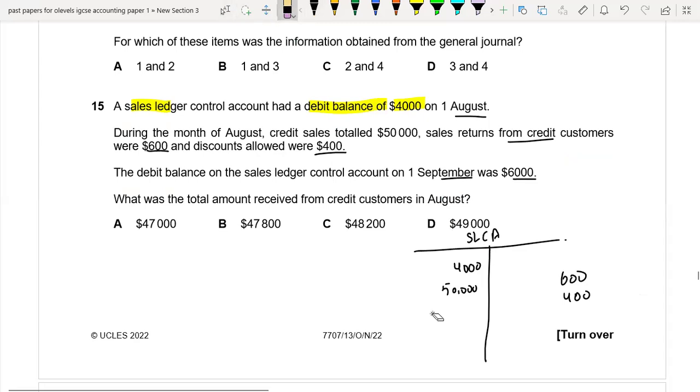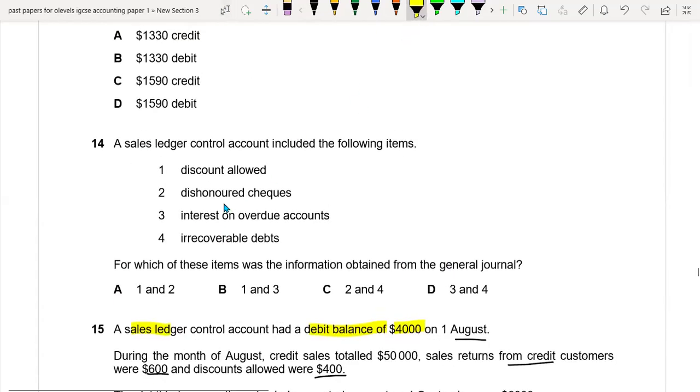So basically in the question, if you see, they are saying that the debit balance of the sales ledger control account on 1st September was 6,000. So it means that before the balance b/d on the debit side, it was a balance c/d on the credit side, because we know that this closing balance would be shifting to the debit side. But before that, it would be the balance c/d on the credit side. So this is 6,000. So 4,000 plus 50,000 minus 600 minus 400 minus 6,000. So we have 47,000, which is the total amount we have received from the credit customers. So 47,000 would be the right answer.